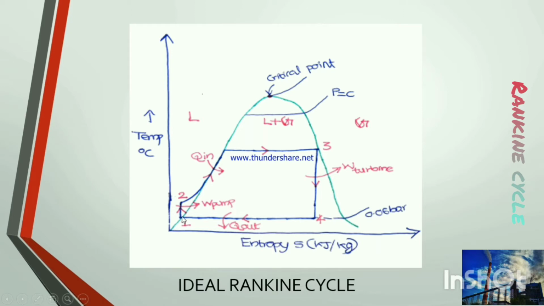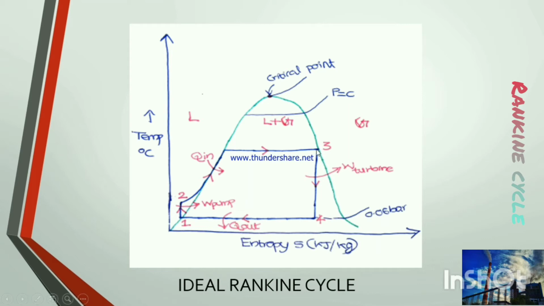The first process is isentropic compression in pump. That is, the water is compressed from a low pressure to high pressure isentropically in the pump. And this high pressure water when entering the boiler is heated at constant pressure. The temperature of the water increases and at a particular temperature, the temperature becomes constant and phase change occurs. So, dry saturated vapor is formed at the end of this heat addition process.